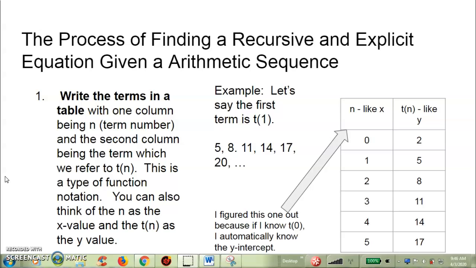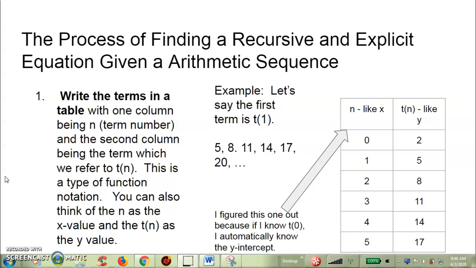If you look at the first column, n, that stands for the term number. That's just like x in the slope-intercept form. That's the independent variable. And then the second column is t of n. Yes, that is function notation, but in terms of slope-intercept form, that is y, the dependent variable. So we're going to review slope-intercept form and then transfer that onto an explicit equation using the format for a sequence.